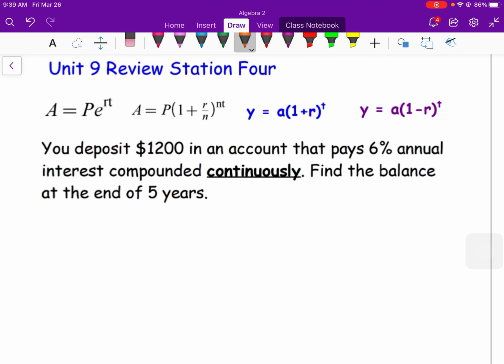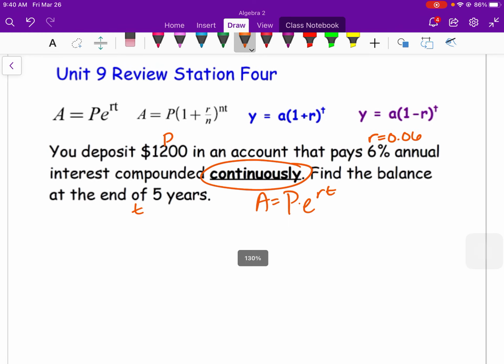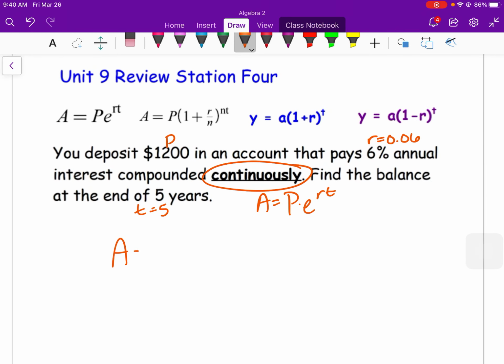Okay, I'm just going to set these up, and then hopefully you can find the answers. So you deposit $1,200 into the account, so that's going to be our starting value, our P or our A, I guess, depending on what we're looking at here. 6% interest, that's going to be our R. We're going to plug that in as 0.06. Compounded continuously, we need to use A equals P times E to the RT, or PERT, and 5 years would be our T. So we're going to plug that in as 1,200 times E to the 0.06 times 5.